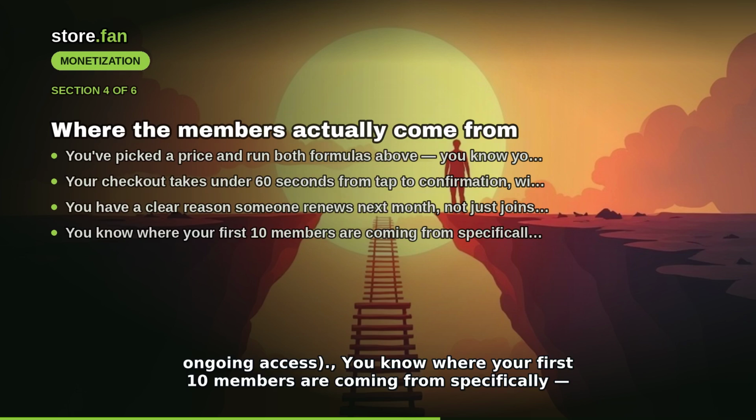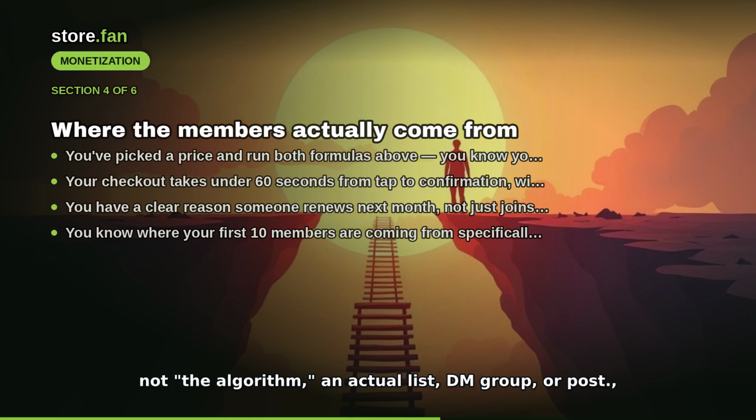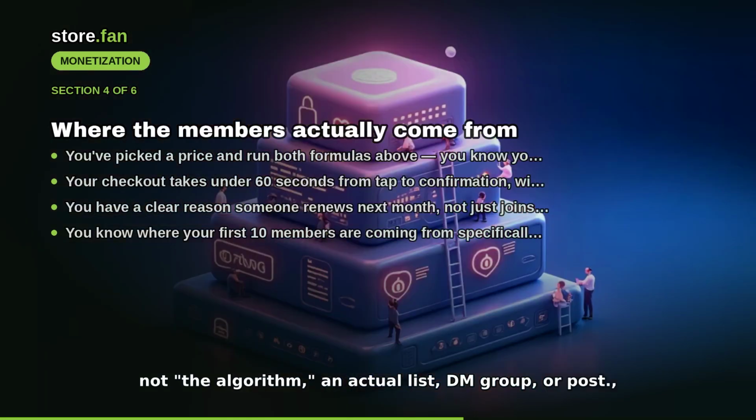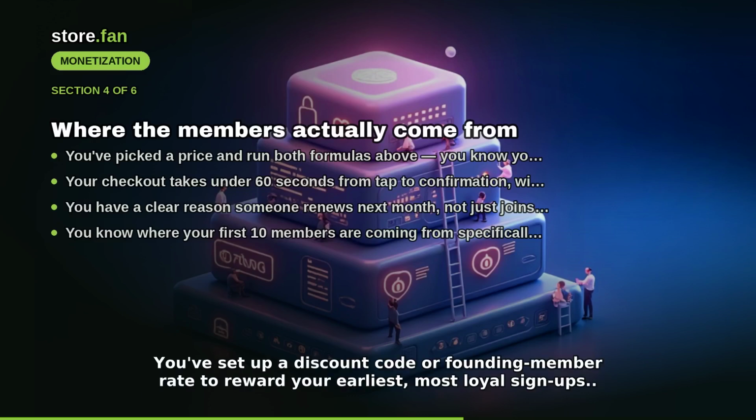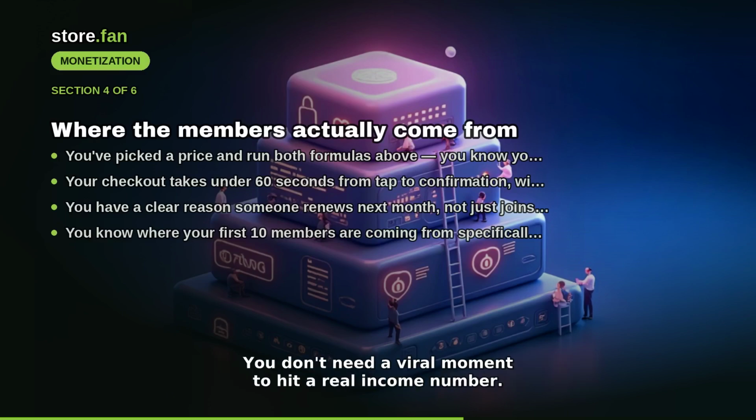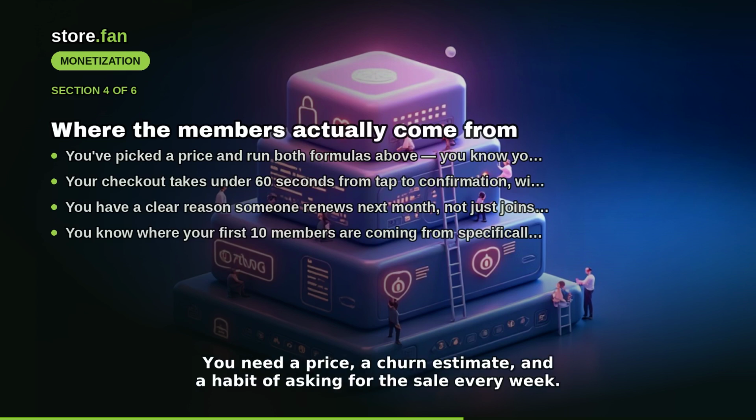You know where your first 10 members are coming from specifically, not the algorithm, an actual list, DM group or post. You've set up a discount code or founding member rate to reward your earliest, most loyal signups. You don't need a viral moment to hit a real income number. You need a price, a churn estimate, and a habit of asking for the sale every week.